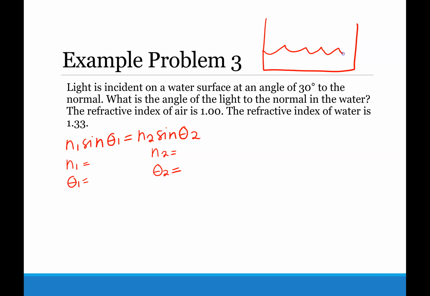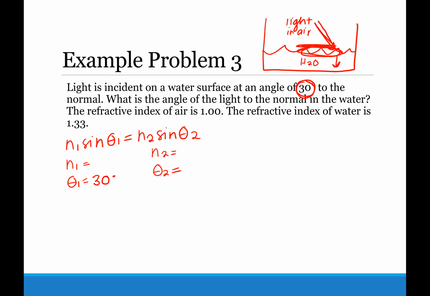You have some water, and then you have some light in air. So the light is coming in at an angle, striking the water, and then continuing on into the water. So the problem reads that light is incident on a water surface at an angle of 30 degrees to the normal. So this is the surface of the water. When the light strikes the water, it's creating an angle here. So that 30 degrees is actually going to belong to the air, not the water. So angle 1 is going to be 30 degrees.